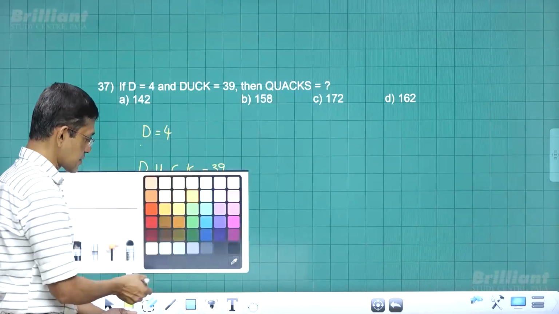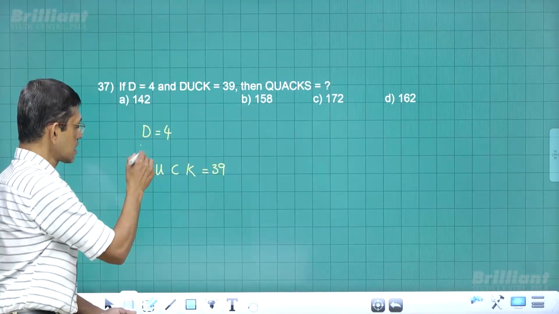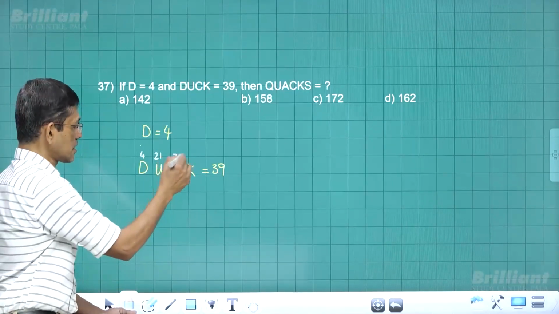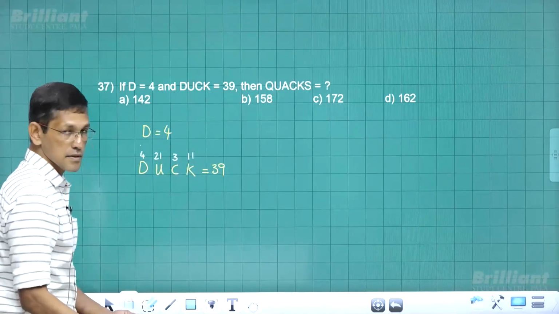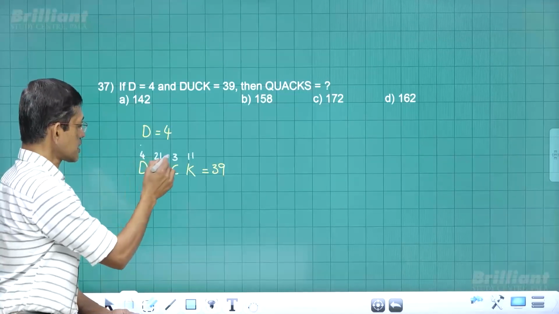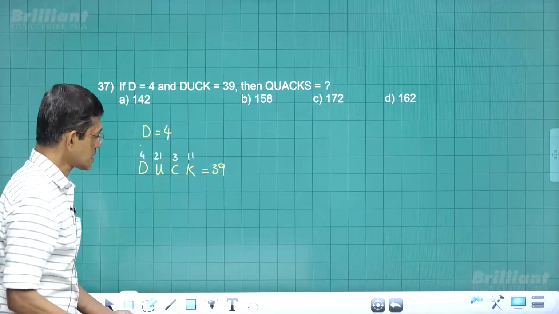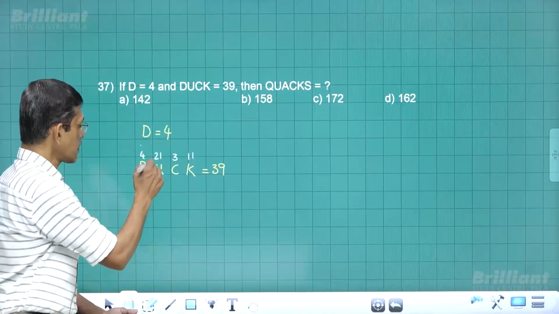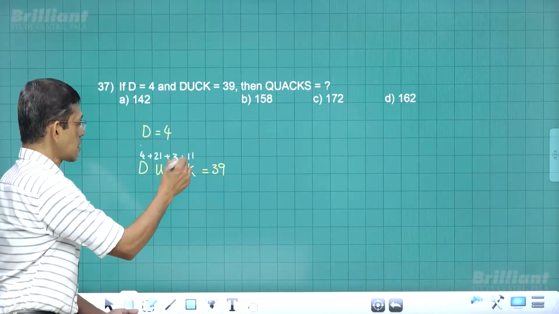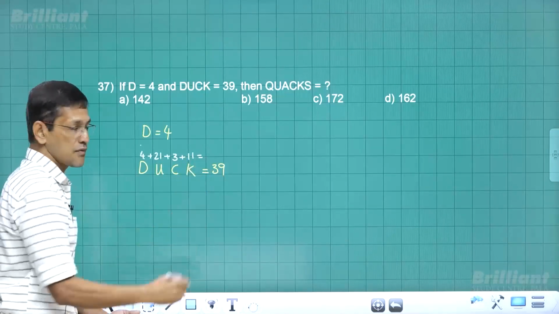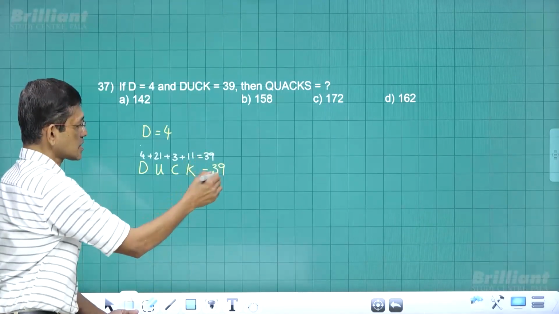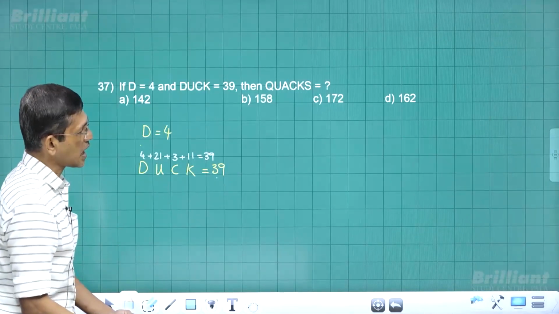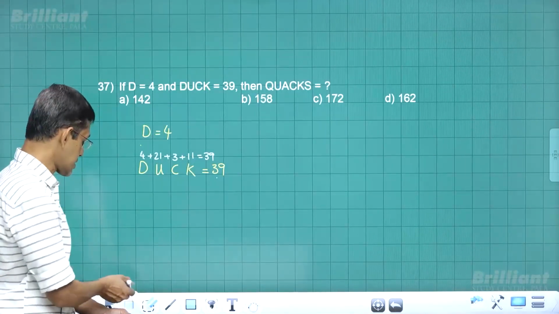We look at the position values. D is 4, U is 21, C is 3, and K is 11. So ultimately, 4 plus 3 plus 11 is 18, and 21 plus 18 is 39. Actually, it's a sum of the position values. It's not that complicated. That's the code used here. Now for quacks, we have to just add the position values of all those letters.